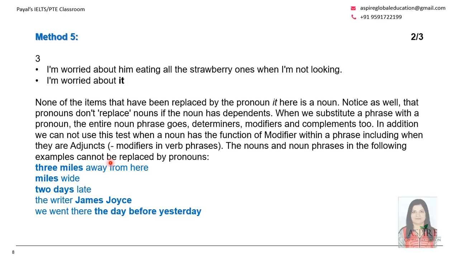So as you can see, a few noun phrases cannot be replaced by pronouns. If I say I live 3 miles away from here, then I cannot replace it with a pronoun. I live there, where, 3 miles away from here. If I say I live there, it's an incomplete, meaningless sentence. So I cannot replace this group of words or phrase with a pronoun. Similarly, 2 days late, or the day before yesterday, I cannot replace these words by pronouns.